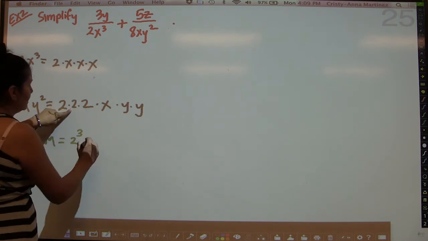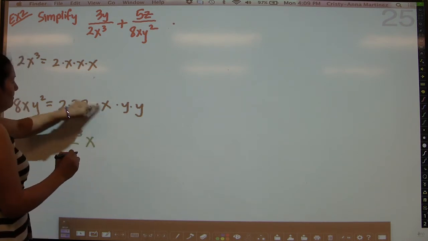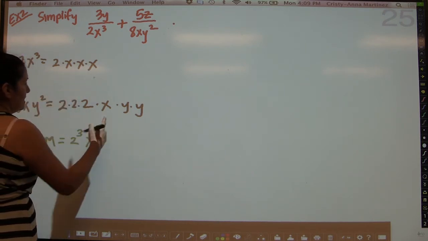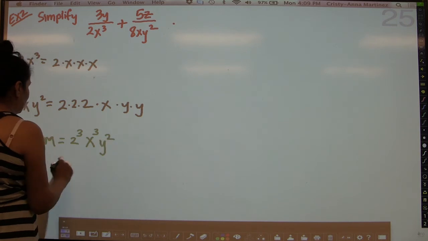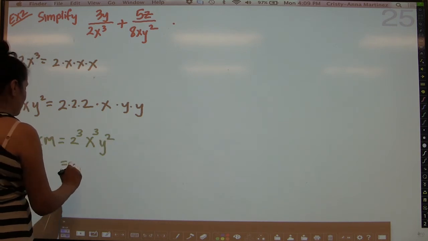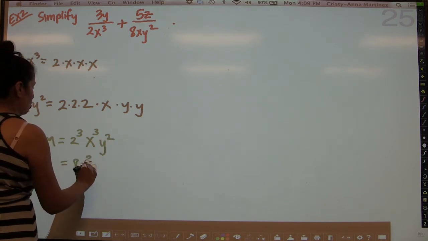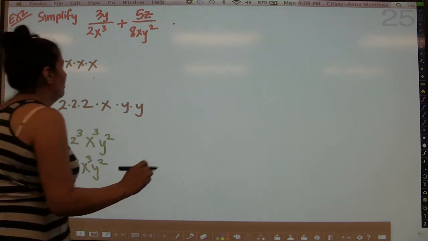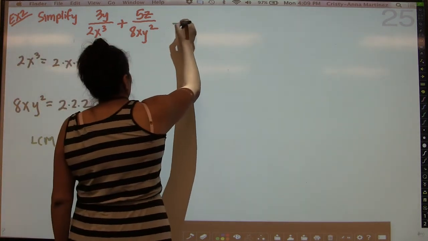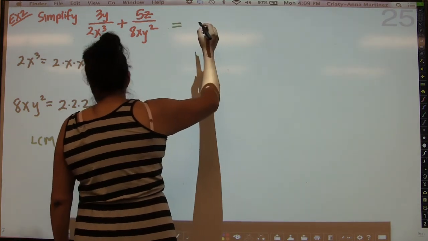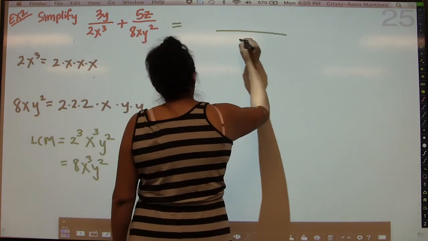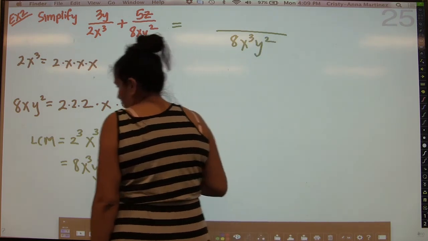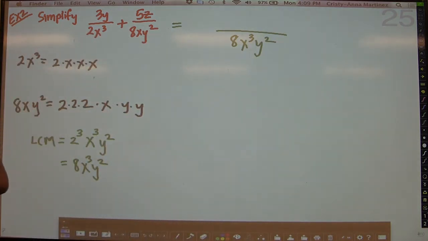We need the x, which is only one x here, but we have 3 of them here. So we have x cubed. And then we need the y's for y squared. So at the end of the day, our least common multiple is 8x cubed y squared. And that's going to end up being our common denominator. We're going to want to have 8x cubed y squared on the bottom of our fraction.